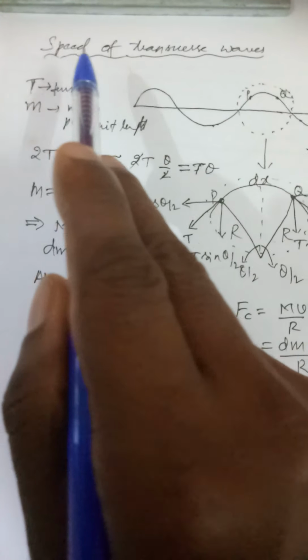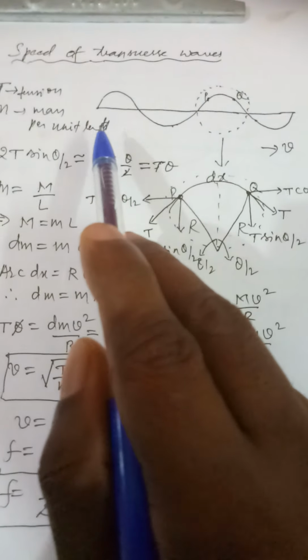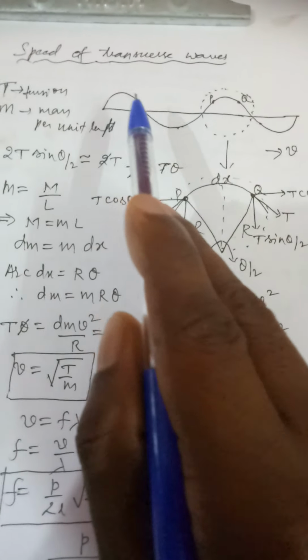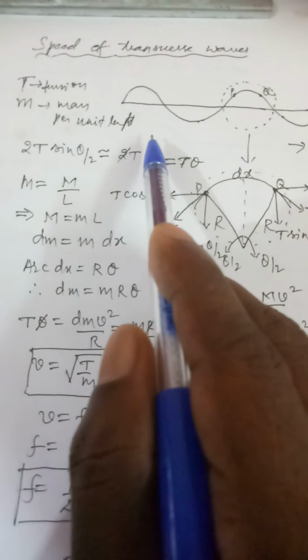Derivation of expression for speed of transverse waves in a uniform string. This is a string fixed between two supports. When this is plucked and released, it will generate sinusoidal waves. T is tension, m is mass per unit length.